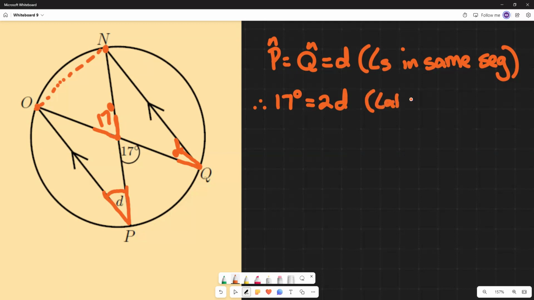Angle at center equals 2 times angle at circumference. Right, then you can divide both sides by 2, and then we can all see that D will be 8.5 degrees.